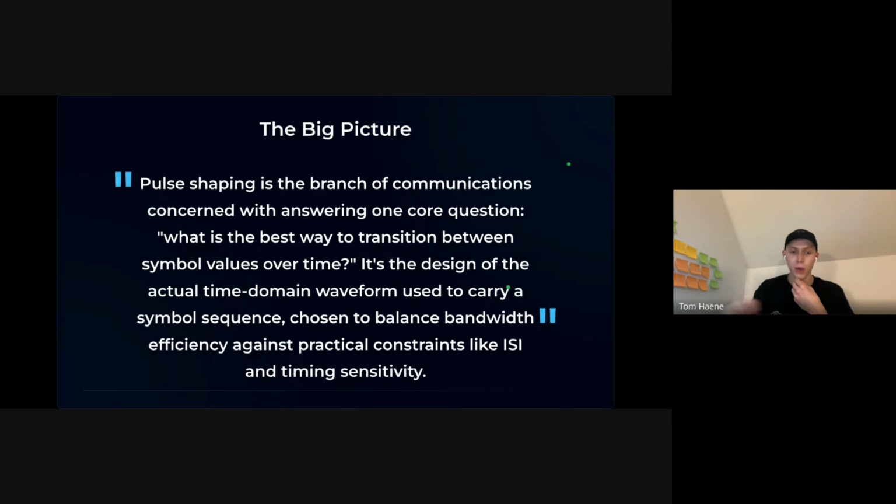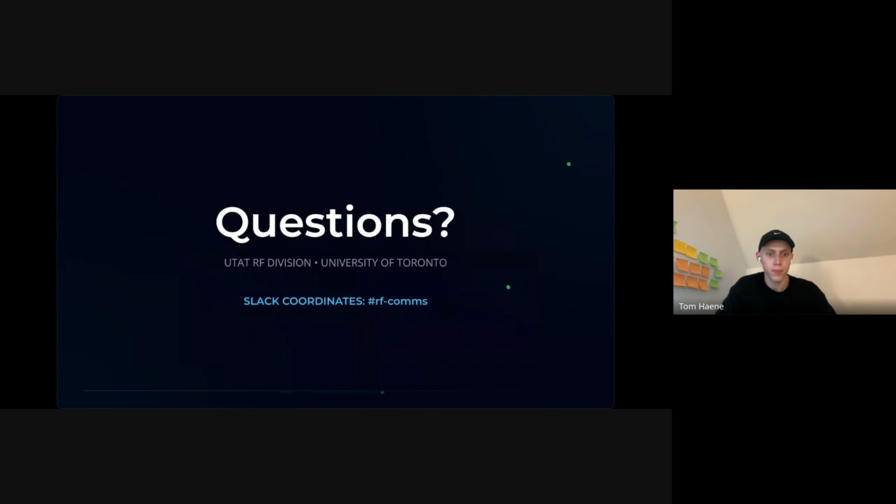So here's the big takeaway from what I've taught today. Pulse shaping is the branch of communications concerned with answering one core question: what is the best way to transition between symbol values over time? It's the design of the actual time domain waveform used to carry a symbol sequence, chosen to balance practical considerations like bandwidth, efficiency, ISI, timing, all these things. It's a more practical picture of how we actually do communications. And that's all we have for pulse shaping.